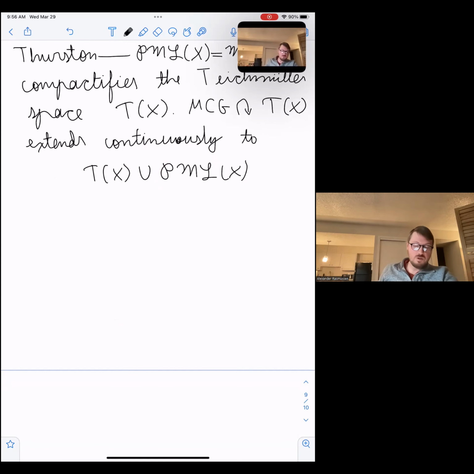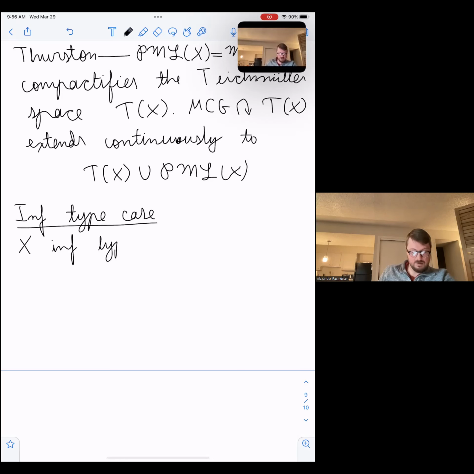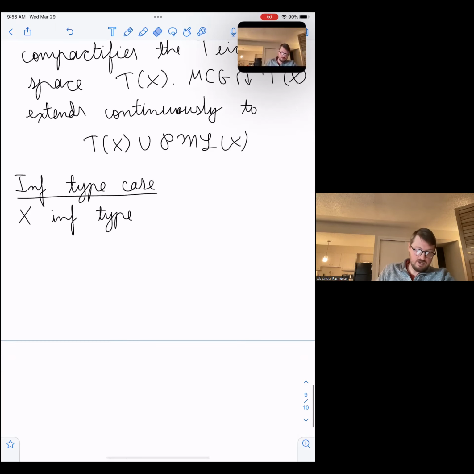So naturally, we want to extend some of this machinery to understand mapping class groups of infinite type surfaces as well. And in order to do this, we're going to need to understand geodesic laminations a lot better. So let's take X to be infinite type now. And what can we say about geodesic laminations on X? Well, so far, very, very little is known. But here's a recent breakthrough of Bonahon and Šarić that I want to highlight.